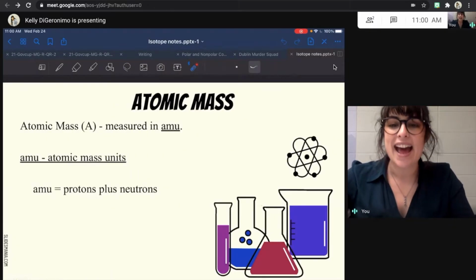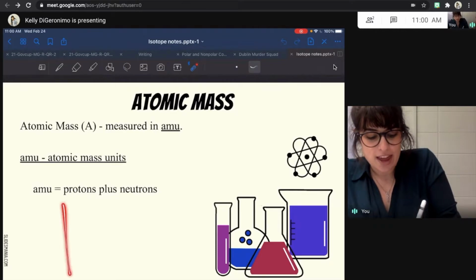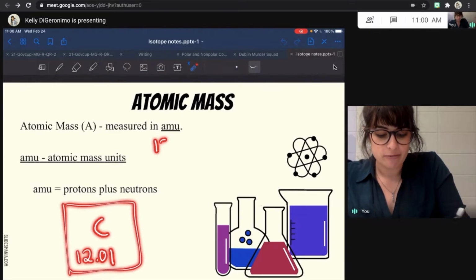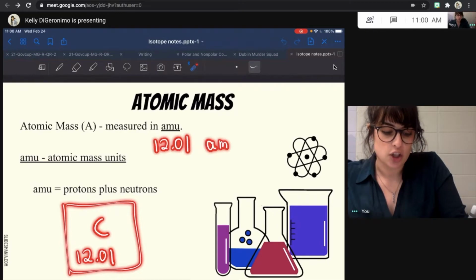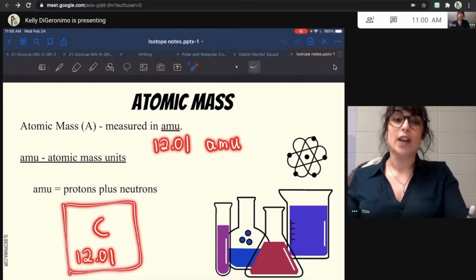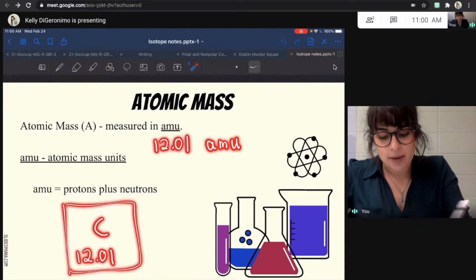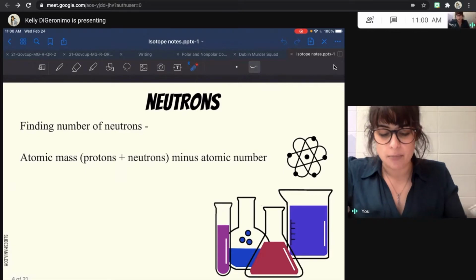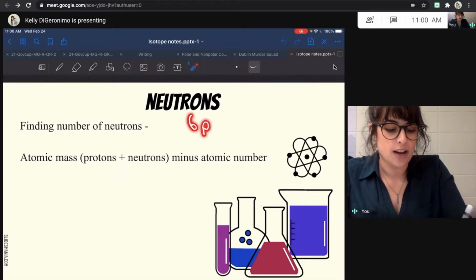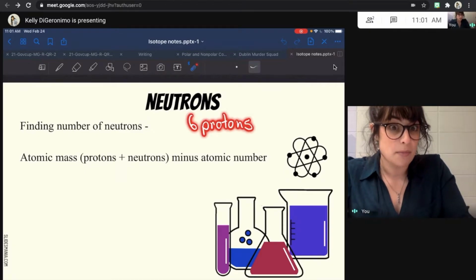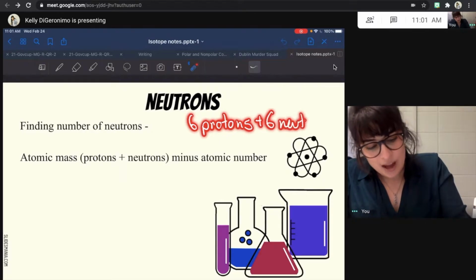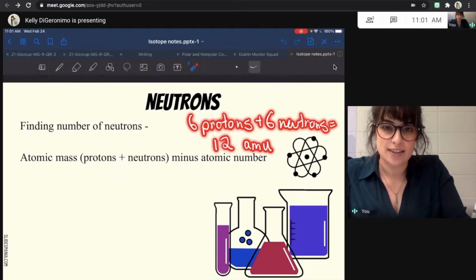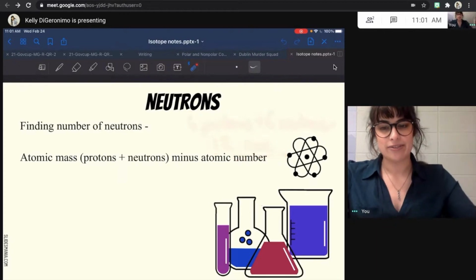Atomic mass has a unit to it. So when we write about carbon and we say its atomic mass is 12.01, its atomic mass is 12.01 atomic mass units. How do you get to that final number? You add up the protons plus the neutrons. So, for example, carbon is 6 protons and 6 neutrons most of the time, more on that later. And when you add that up, you get 12 atomic mass units. Make sure you put AMU on the end of this stuff.